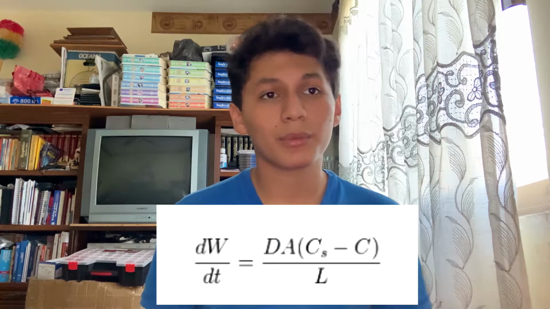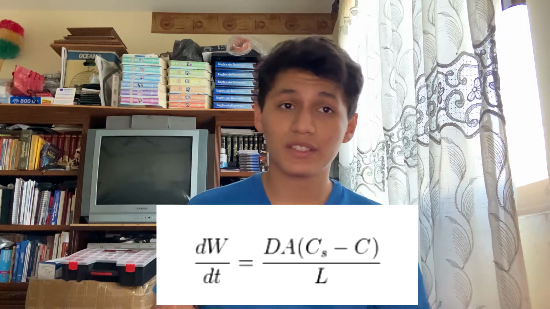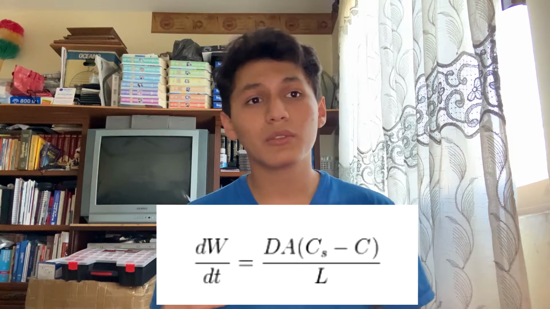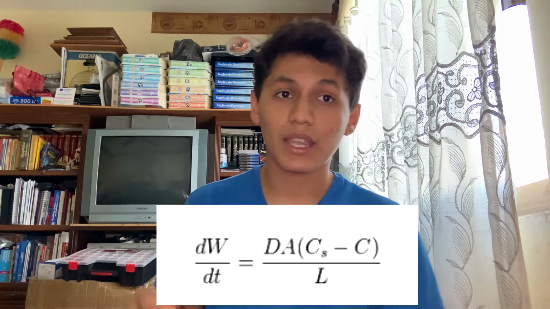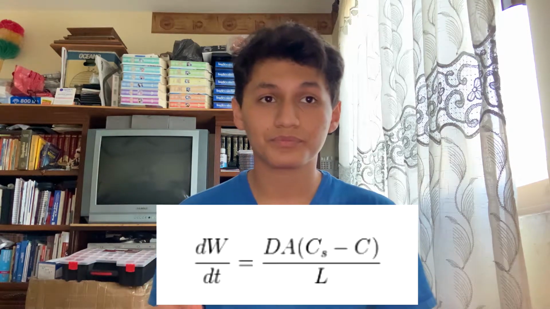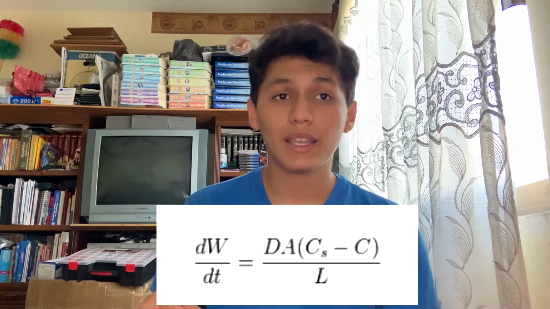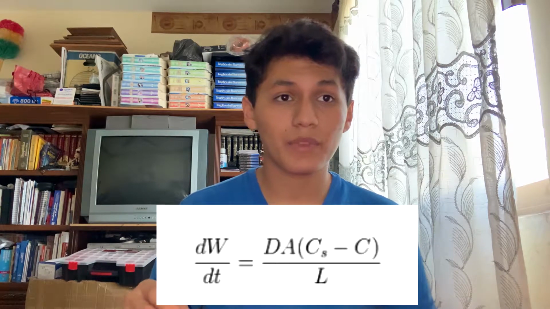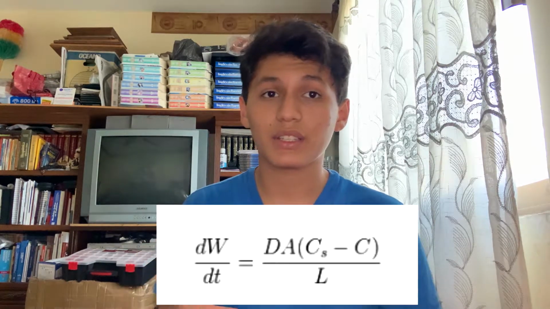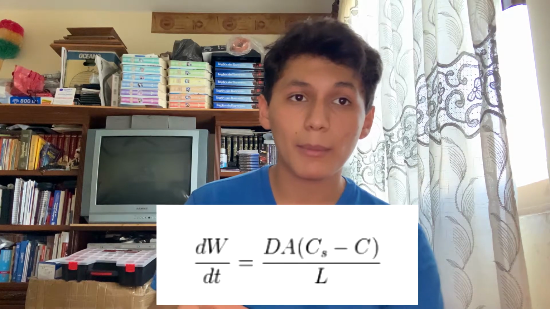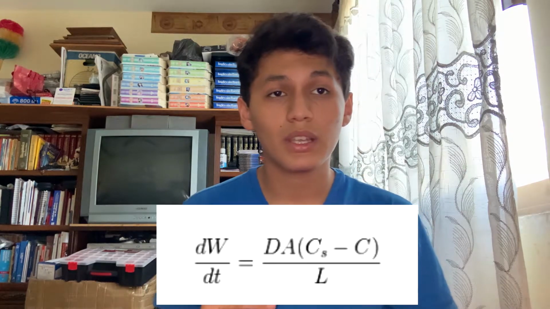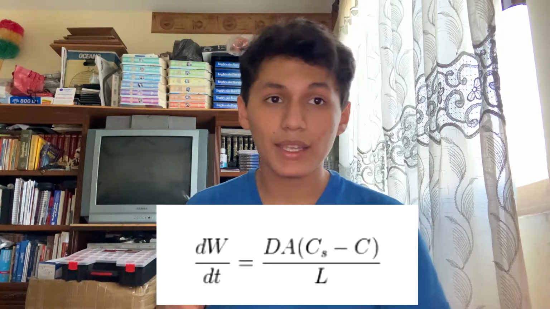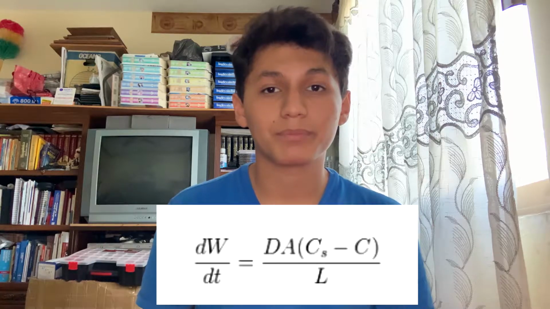We follow the next formula, where the derivative of W over the derivative of T represents the dosage rate. That will be equal to the diffusion coefficient times the surface area of the solid, all that times the concentration of the solid in the diffusion layer surrounding the solid minus the concentration of the solid in the bulk dissolution medium. All that divided by the diffusion layer thickness.